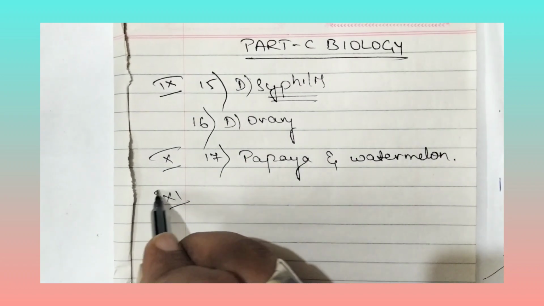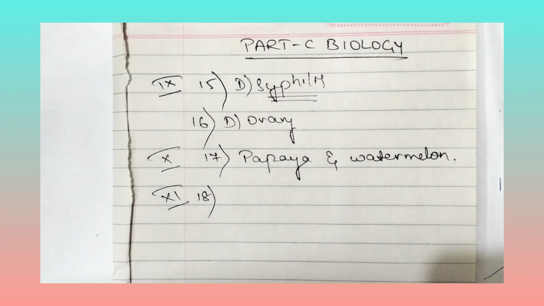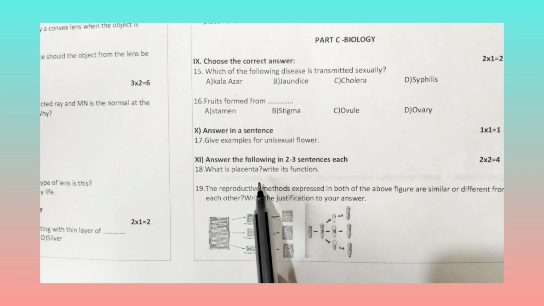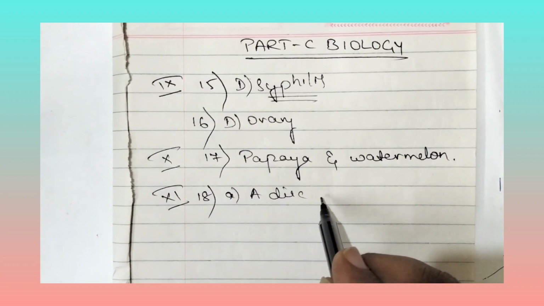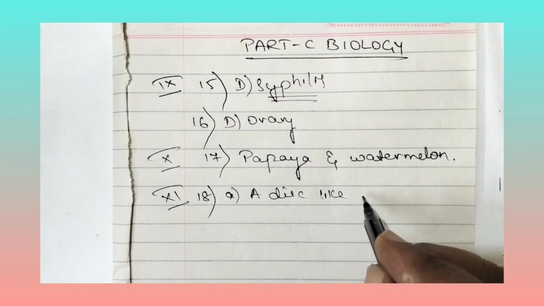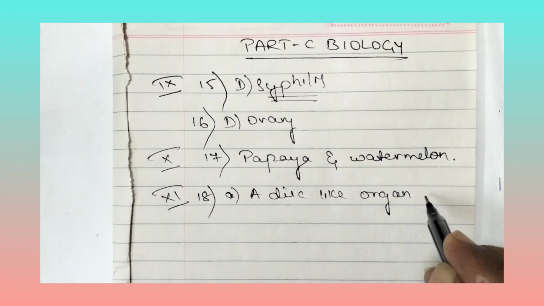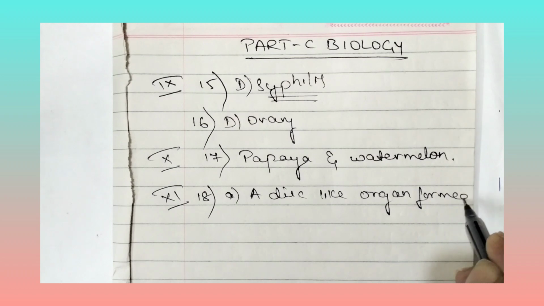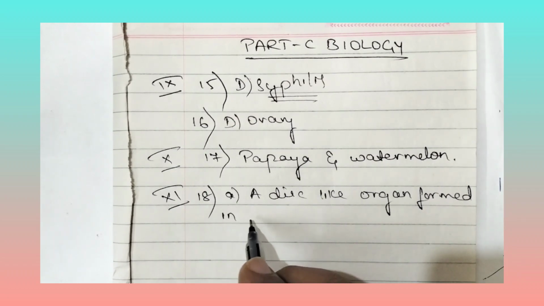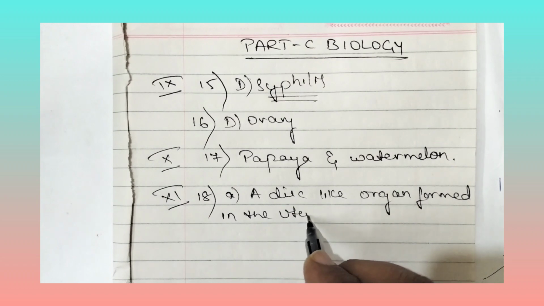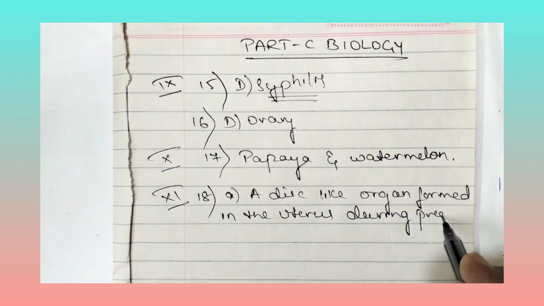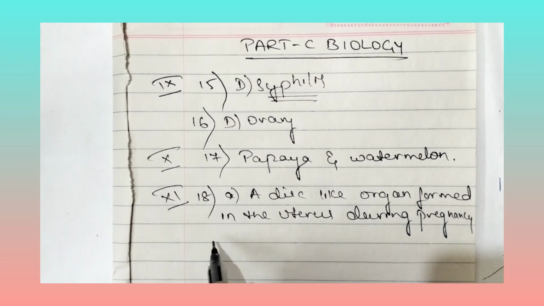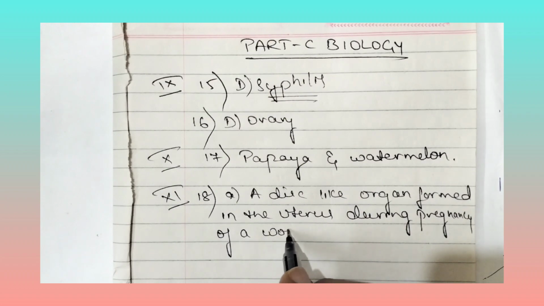Now let us move to the 11th mark, that is the 18th question. The 18th question is: what is placenta? Write its function. So what is placenta? A disc-like organ formed in the uterus during pregnancy of a woman.